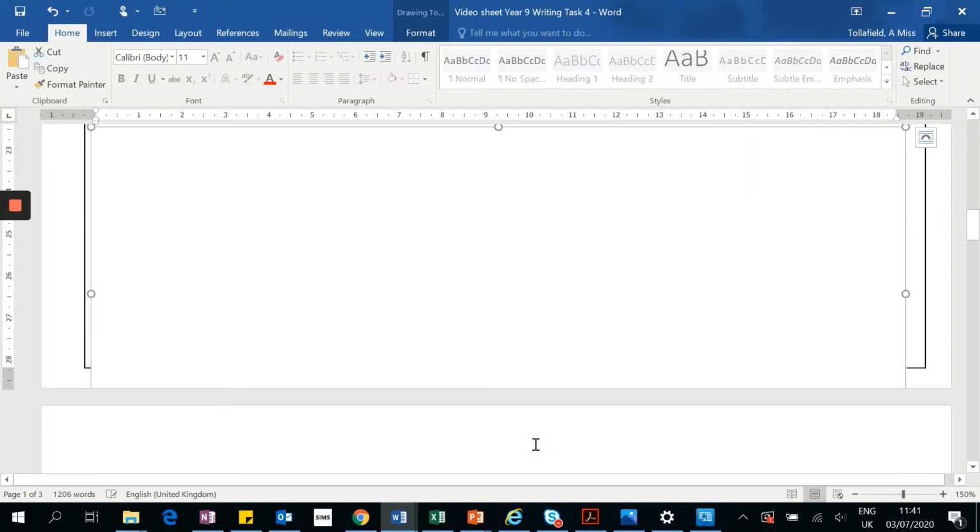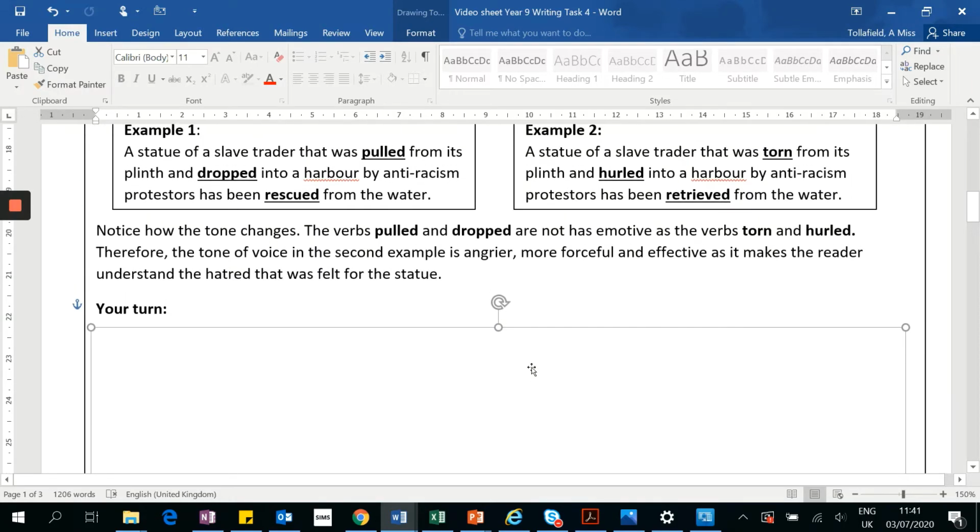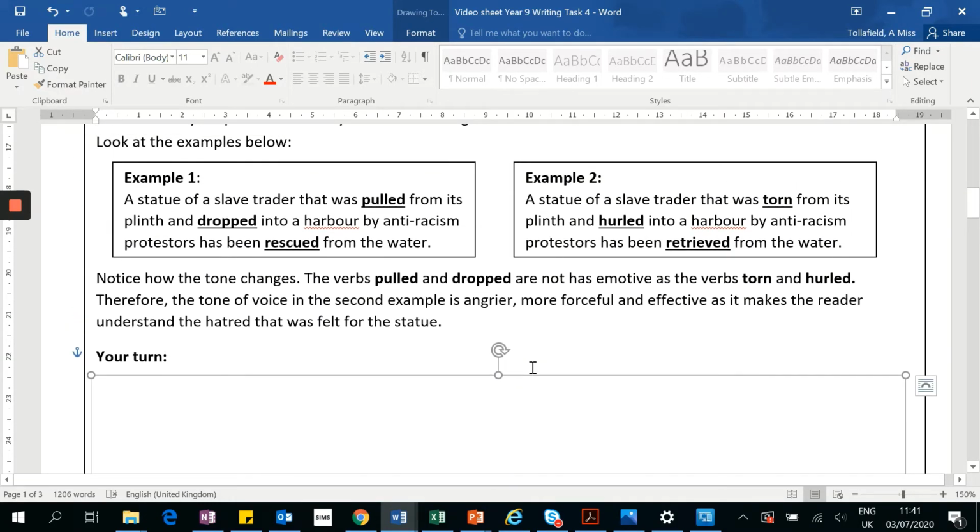So, we need to be able to maintain this tone of voice throughout our writing. And therefore, it's important that we are selecting words carefully to match that point of view, to match that tone. So if you are angry about the statues being taken down and think they should stay, the words that you use need to reflect this. And vice versa, if you think the statues should be removed, the language you use needs to be emotive to show how you feel about that. Because at the end of the day, we want to convince our reader to feel the same as you do.